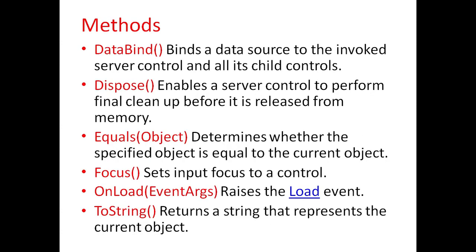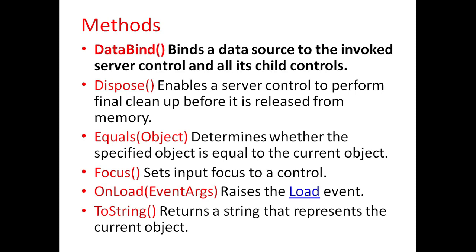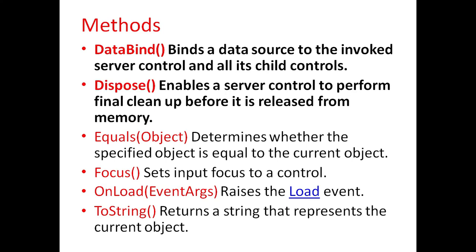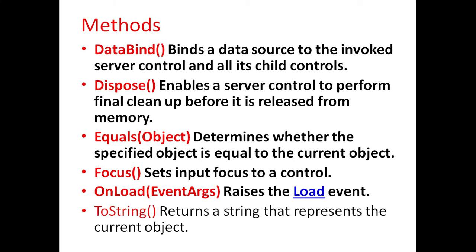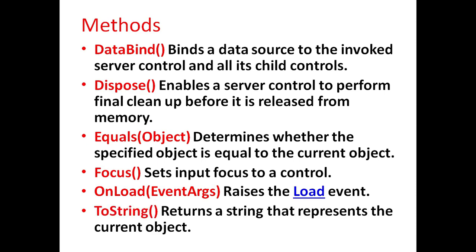Different methods for label controls are: DataBind method binds a data source to the invoked server control and its child control. Dispose method enables a server control to perform final cleanup before it is released from the memory. Equals method determines whether specified object is equal to the current object. Focus method sets the input focus to a control. OnLoad method raises the load event. And ToString method returns a string that represents the current object.